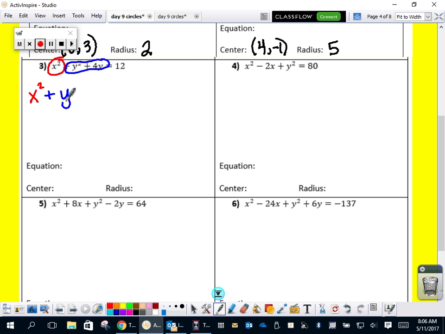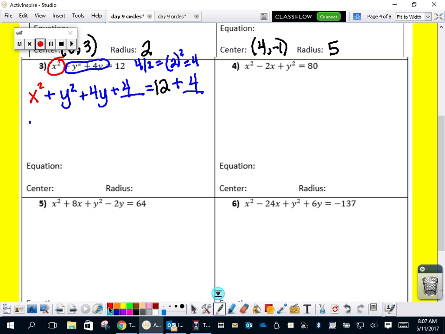So plus y squared plus 4y plus something has to equal 12 plus something. Okay? What number gets divided by 2? So 4 divided by 2 is 2. 2 squared. So in my space saver, I put the 4.